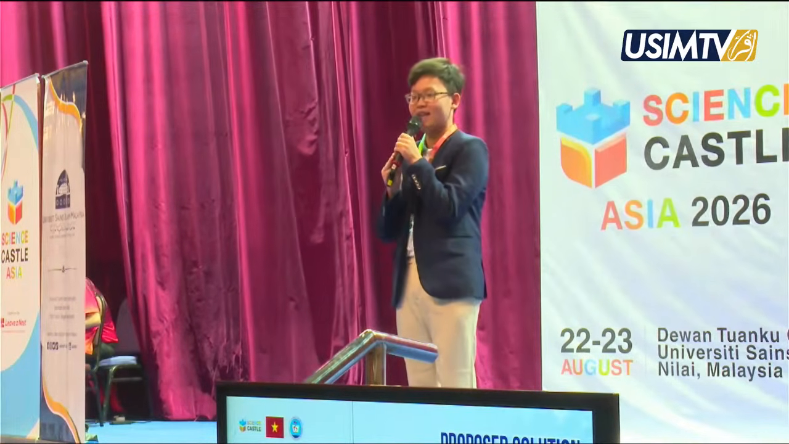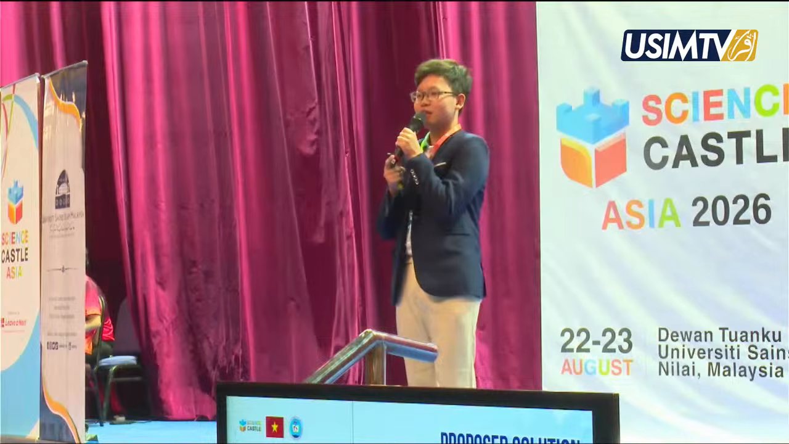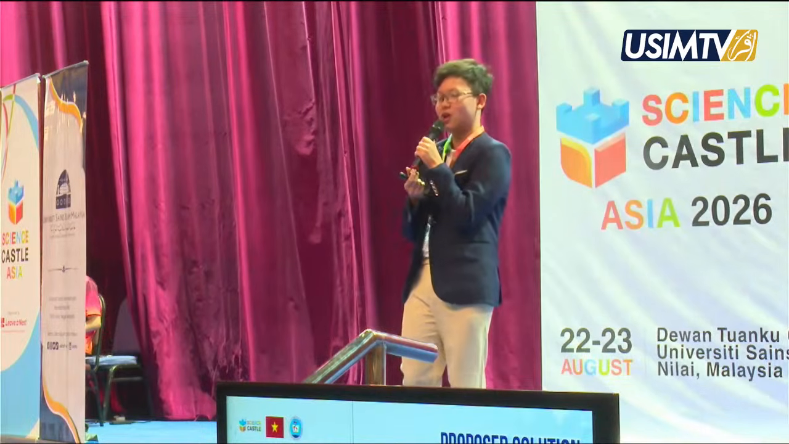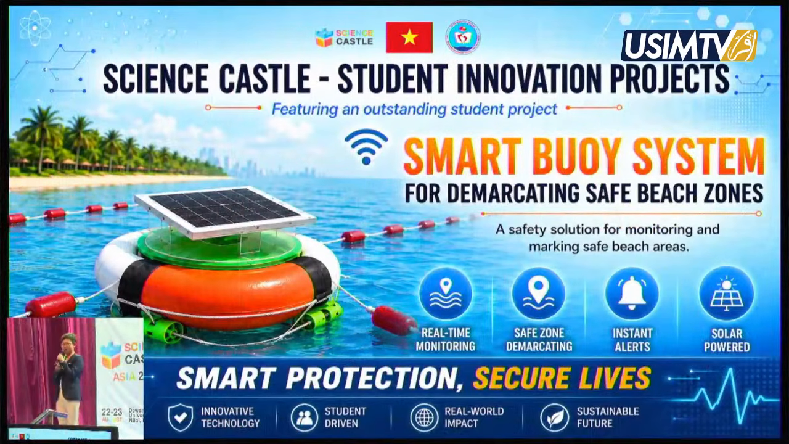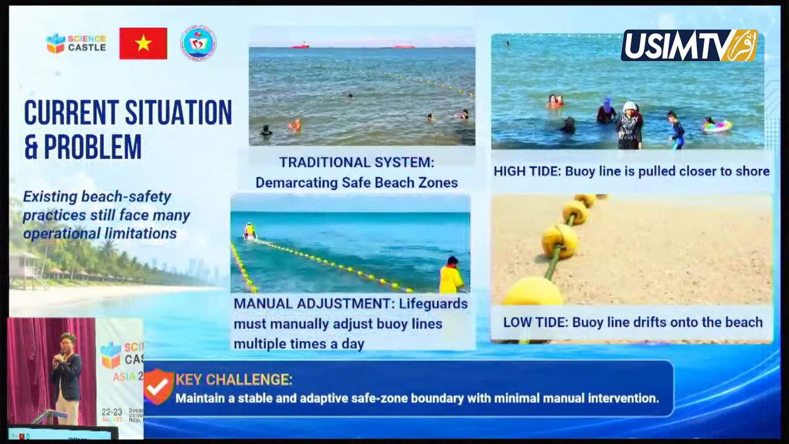First of all, the reason why we came up with this project is because in Vietnam, beach drowning risk can increase due to the changing of tides, waves, and wind. Traditional buoy ropes are still used to mark the safe swimming area. However, these traditional buoy lines can still be affected by harsh marine conditions.